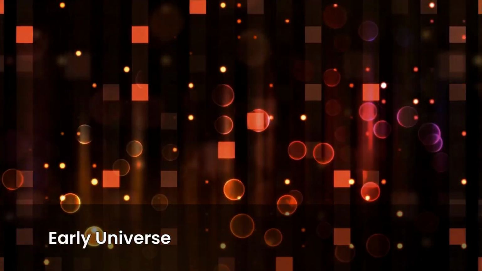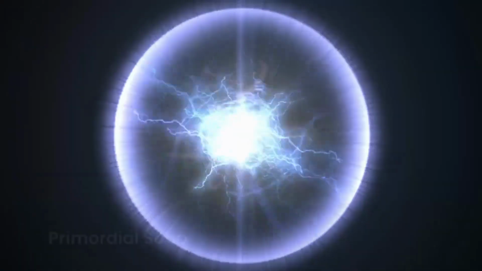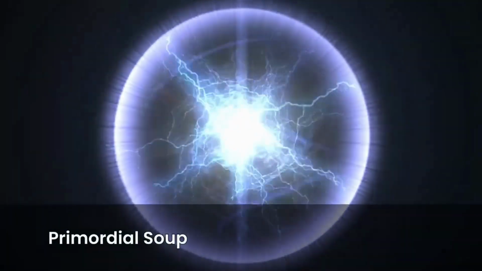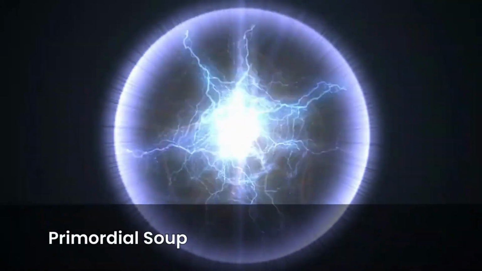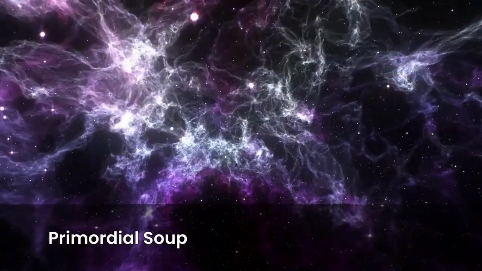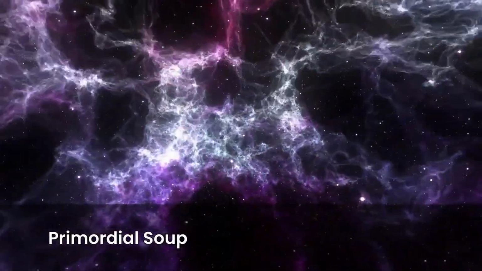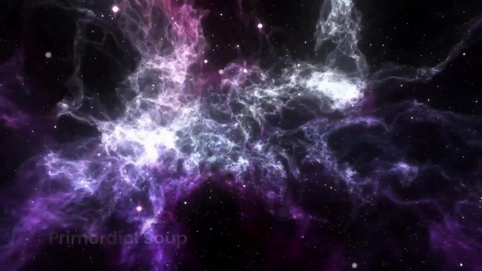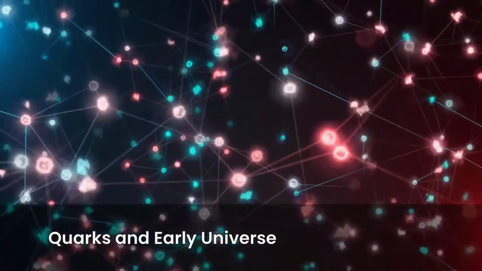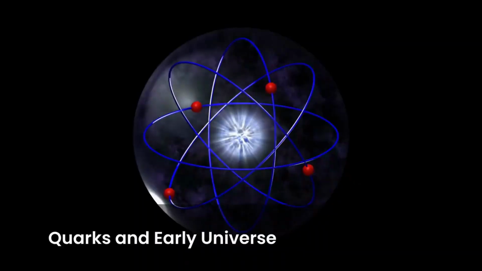Imagine the universe just moments after its birth. It was an incredibly hot and dense soup of fundamental particles. This primordial soup contained quarks, leptons, and photons, all interacting at unimaginable energies. As the universe expanded and cooled, these particles began to interact in new ways. Quarks, for example, combined to form protons and neutrons, the building blocks of atomic nuclei.